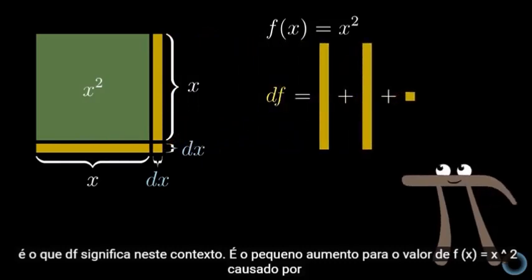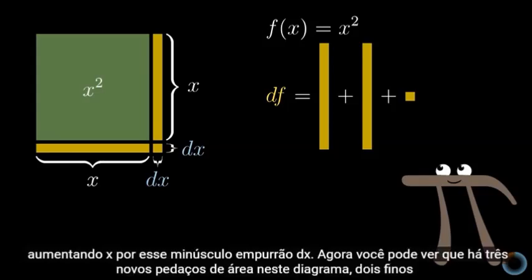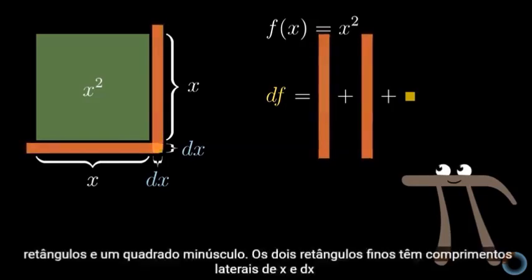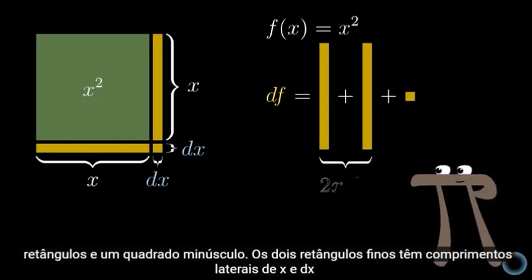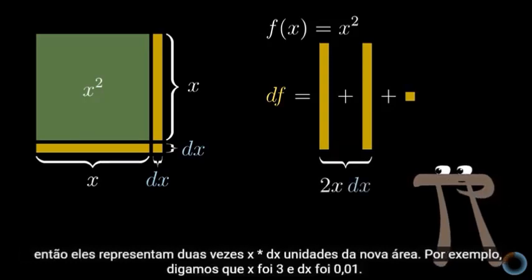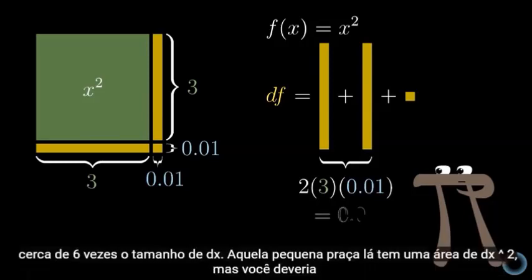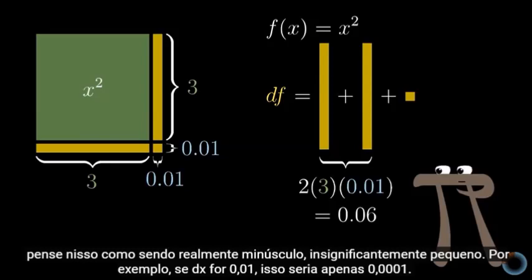That slight change in area is what df means in this context. It's the tiny increase to the value of f of x equals x squared caused by increasing x by that tiny nudge dx. Now you can see that there's 3 new bits of area in this diagram, 2 thin rectangles and a minuscule square. The 2 thin rectangles each have side lengths of x and dx, so they account for 2 times x times dx units of new area. For example, let's say x was 3 and dx was 0.01, then that new area from these 2 thin rectangles would be 2 times 3 times 0.01, which is 0.06, about 6 times the size of dx.